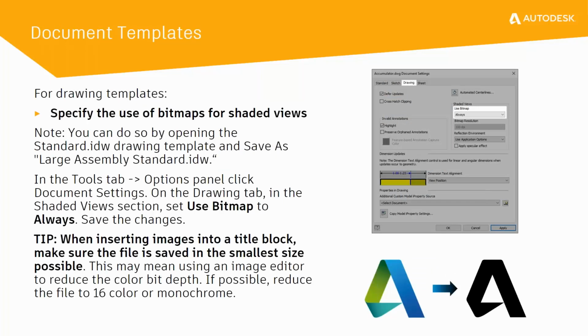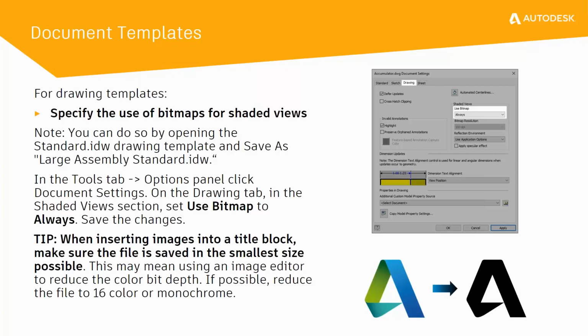Now for document templates, there's a couple of tips here. One, inside of that same location that we just saw, so inside of the document settings within an open drawing, we can go to the Drawings tab and under the area Use Bitmap, the recommendation is to set this to Always. This sets the frequency for using bitmaps on shaded views to always, and this ensures that we're managing the resources in generating those shaded views by using bitmap images.